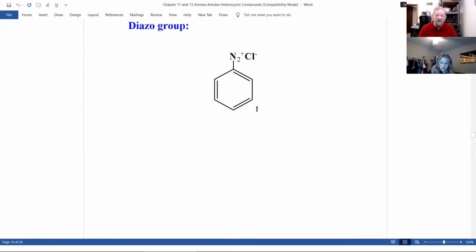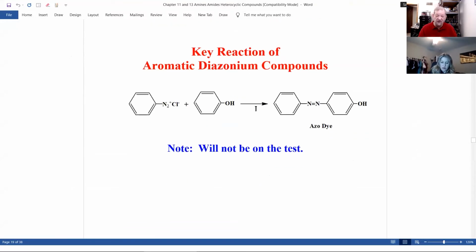And these are very important. You say it about everything. How is it important? You see, I even put on there, note, this will not be on the test. If you take a diazo compound and react it with a phenolic compound, a benzene ring with a hydroxyl group, an alcohol, on it, you have what's known as a coupling reaction. And you get this new molecule, which has what is called an azo functional group. And these are called azo dyes.